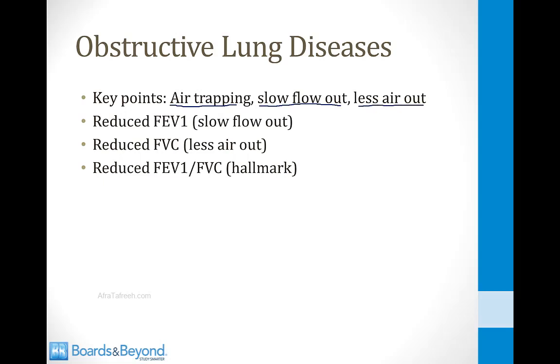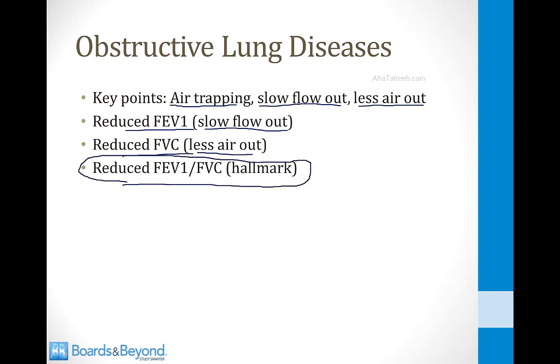This means that you're going to have a reduced forced expiratory volume in the first second, and this is because of that slow flow out due to obstruction. You also have a reduced forced vital capacity because there's less air that you're pushing out with each breath. And then the hallmark of obstructive disease is a reduced FEV1 to FVC ratio, because the FEV1 falls more than the FVC so that this ratio gets lower.